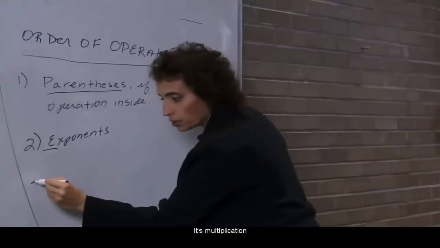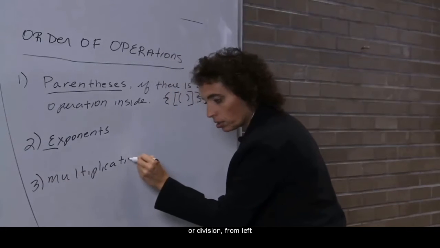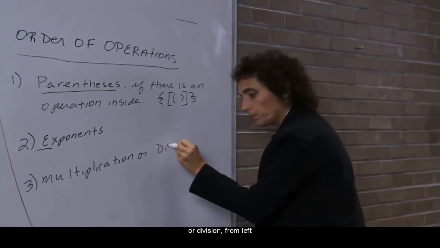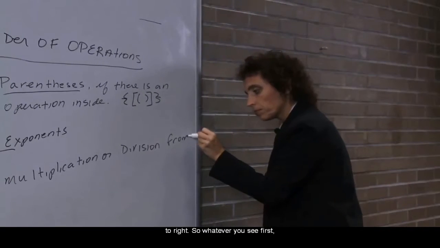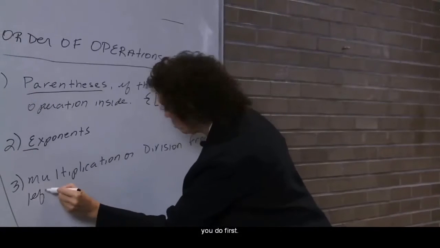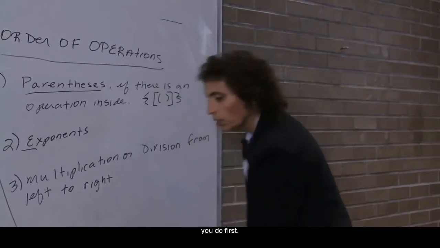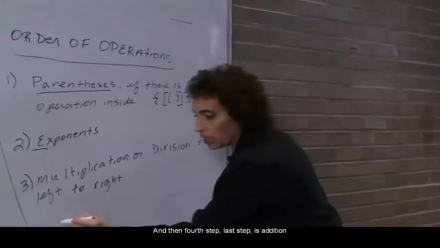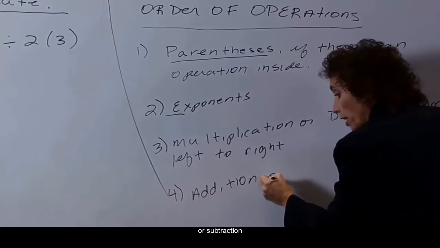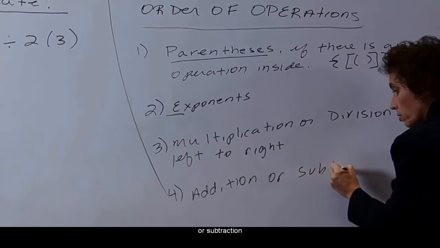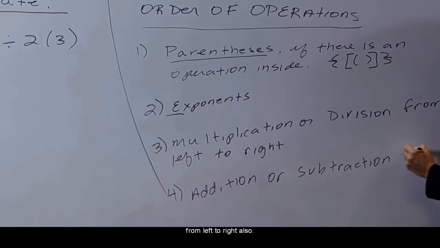Now, be careful here. It's multiplication or division from left to right. So whatever you see first, you do first. And then the 4th step, last step, is addition or subtraction from left to right also.